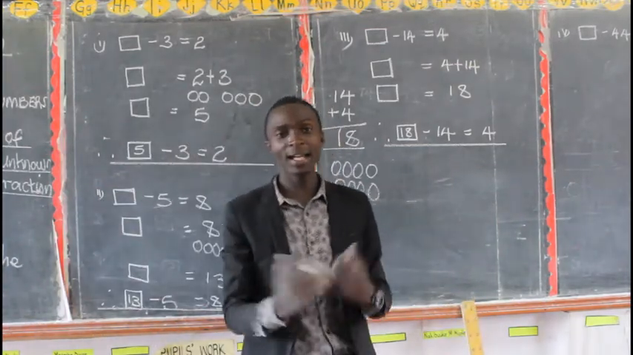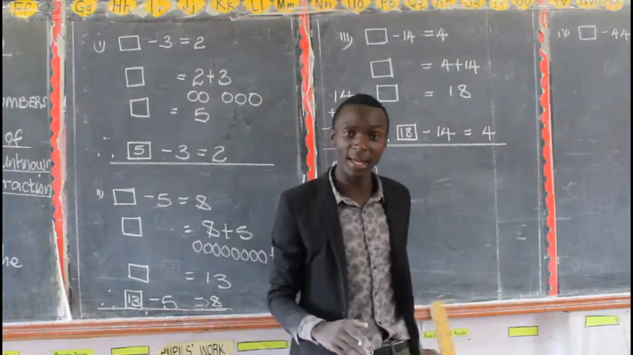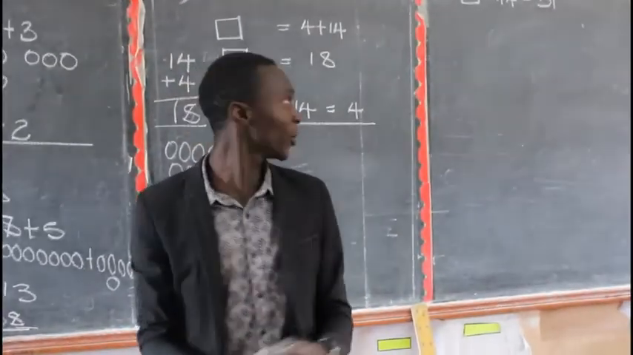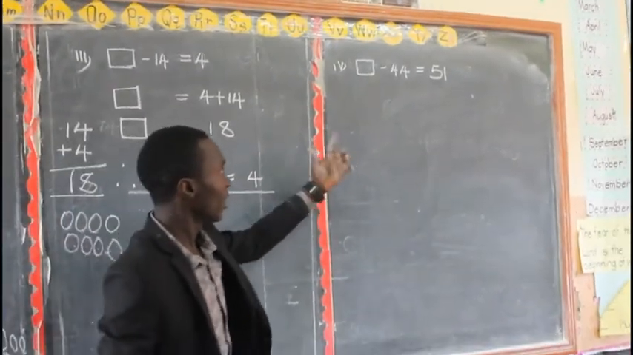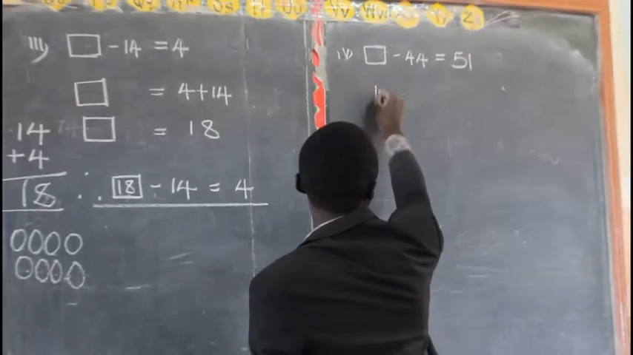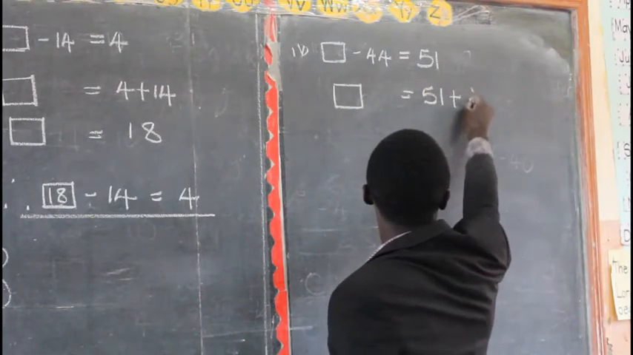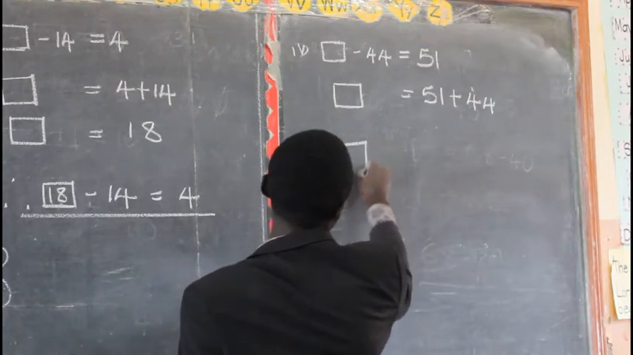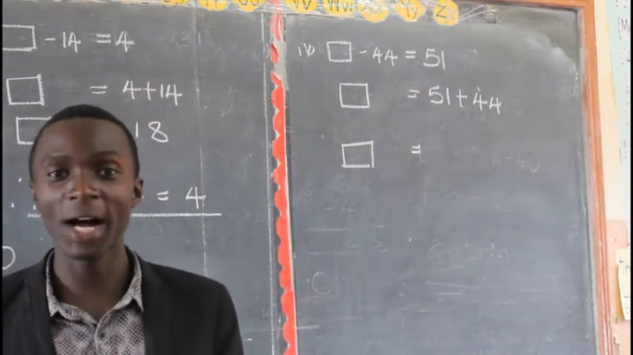Yes, let us look at our last example and let this be our trial number. Please, as I do this number, I want you to also write somewhere. Let us practice this together. There is a number. When you subtract 44 from it, you get 51 as the answer. What is that number? Let us use our method as we've been saying. Since we are subtracting, let us add. A box is equal to 51 plus 44. Therefore, my box will be equal to what?